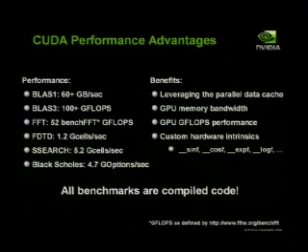BLAS1 is a vector-vector series of operations. They tend to be memory bandwidth bound just because you're just streaming over vectors. We typically see 60 plus gigabytes a second of memory bandwidth to the GPU. BLAS3 tends to be more compute intensive, right? You're doing O(N^3) operations over O(N^2) data potentially. And that gets, we typically see over 100 gigaflops of BLAS3 library performance.